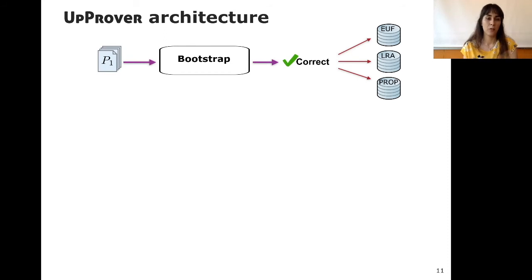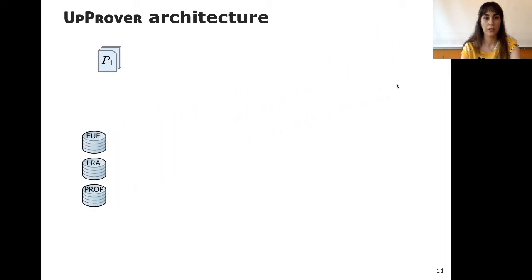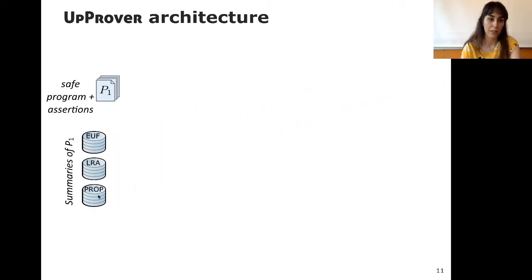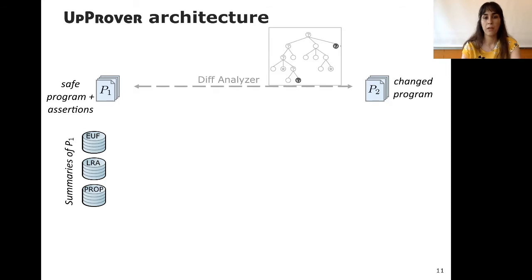As an initial step, when we have a base version of the program, we do the bootstrapping check in order to generate the summaries and store them somewhere. We have the program and the corresponding summaries in 3 levels: EUF, LRA, and propositional. Let's say a new version of the program arrives. What we do first is perform a syntactic difference analysis between the 2 versions, and we mark the modified functions.